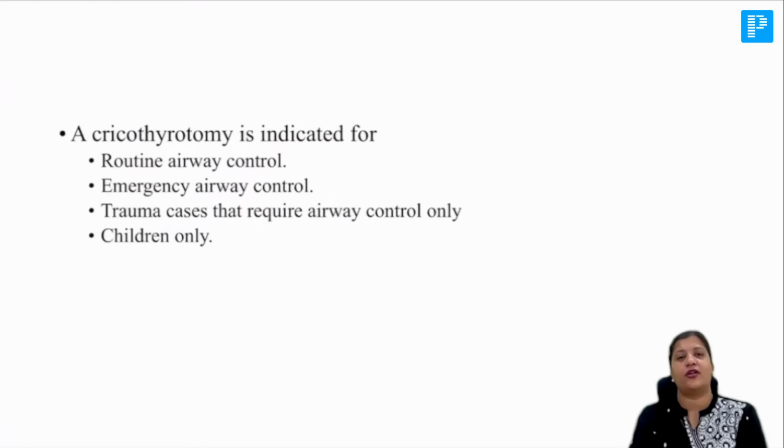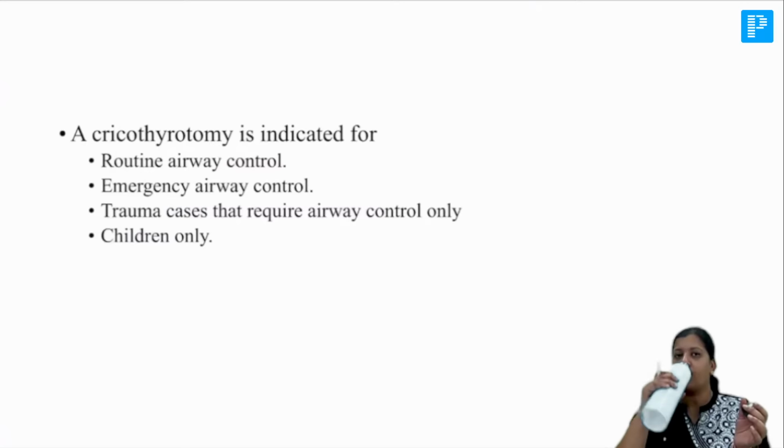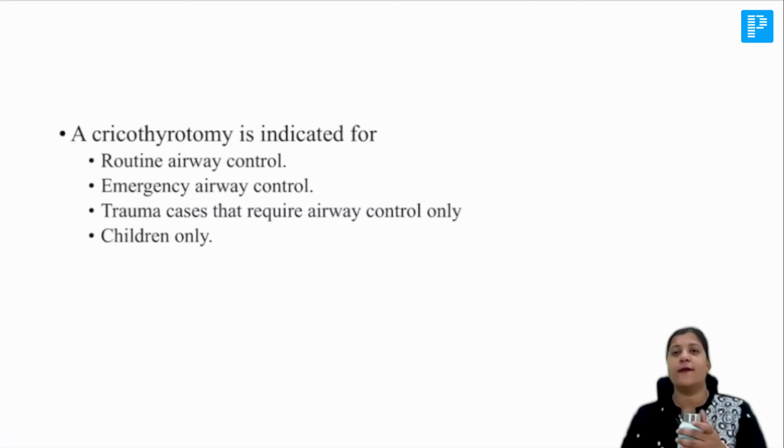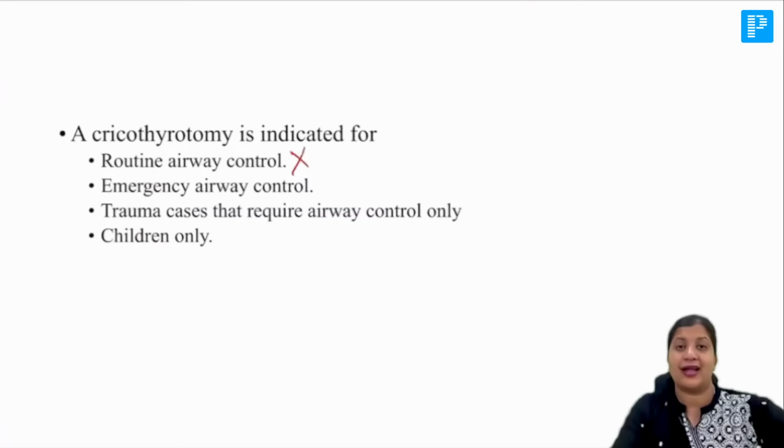A cricothyrotomy is indicated for routine airway control, emergency airway control, or trauma cases which require airway control, or only in children. Again, cricothyrotomy is a topic that is constantly tested in your exam. So answer this question. Do we do this routinely? Is it done routinely? No, it's not a procedure that's done routinely. So it's not used for routine airway control. So that's wrong. Is it used in emergency airway control?